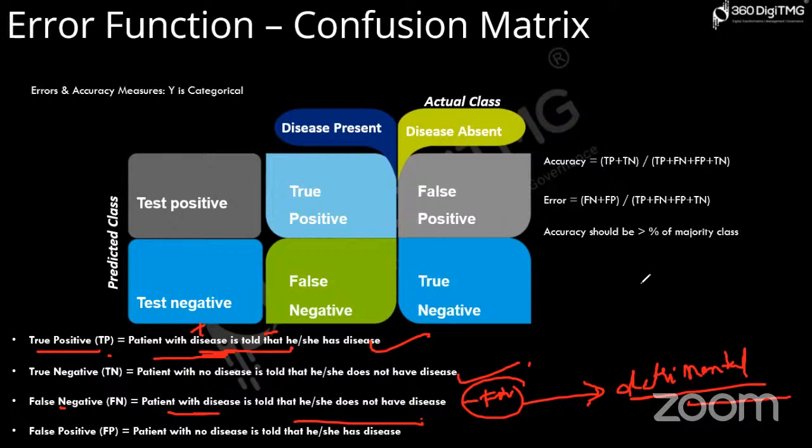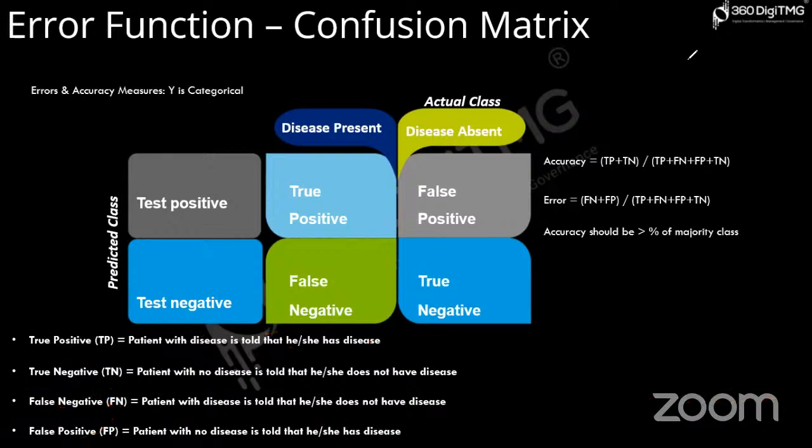When it comes to healthcare analytics and life science analytics, we should be very careful about false negatives. And for a patient with no disease, if we have predicted that the patient has a disease, in that case, we'll be calling it a false positive. So these are the different misclassified cases. Here we have true positive and true negative, which are the correctly classified cases, while false positive and false negative are the misclassified cases.